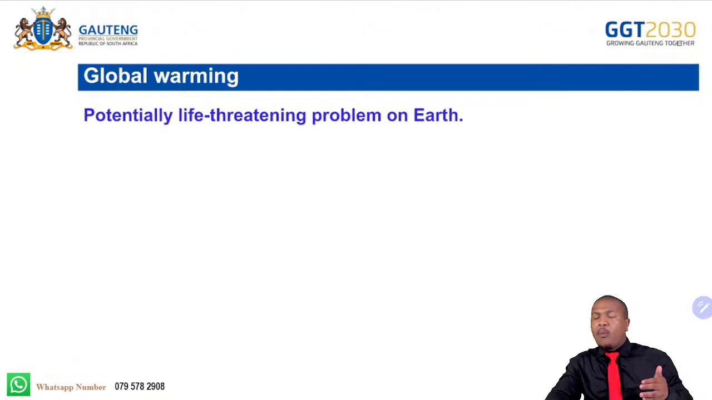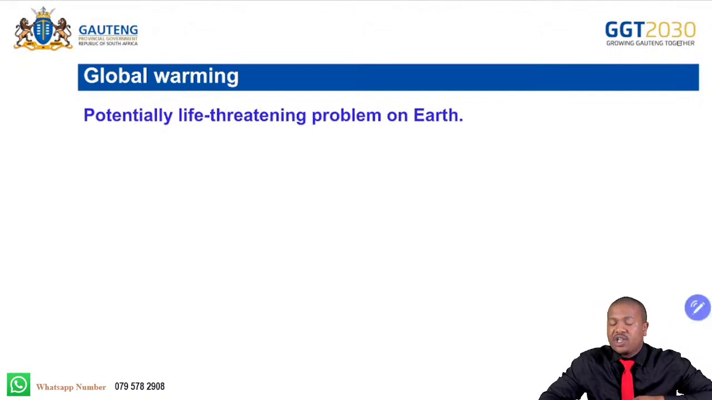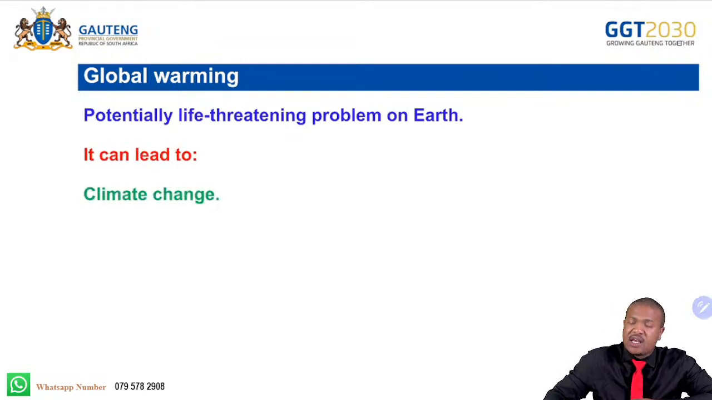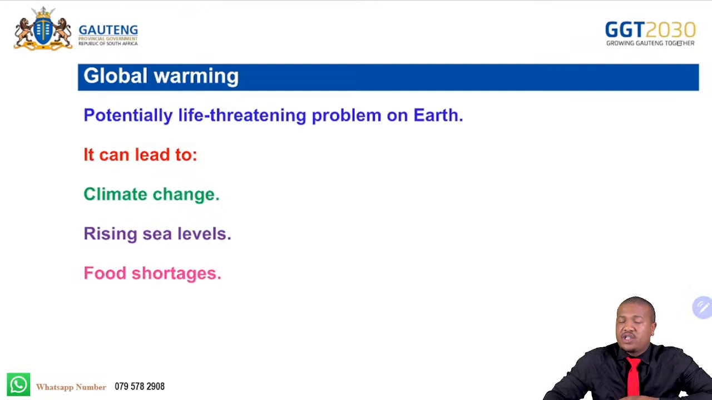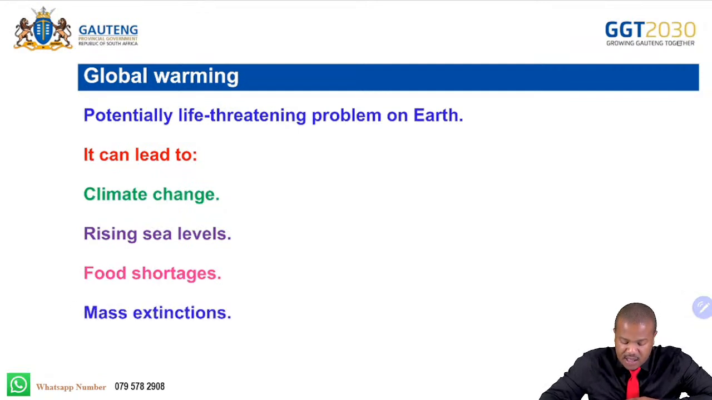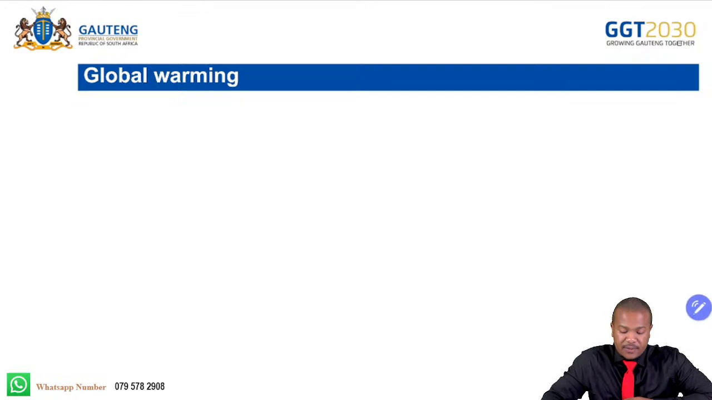Right. So global warming also is potentially life-threatening, right? It is potentially life-threatening as it can lead to various factors such as climate change. It can lead to the rising sea levels. It can lead to food shortages and as well as mass extinctions, right? So I want us to discuss these one by one in terms of how much global warming has an effect in the increase of these natural disasters, right?